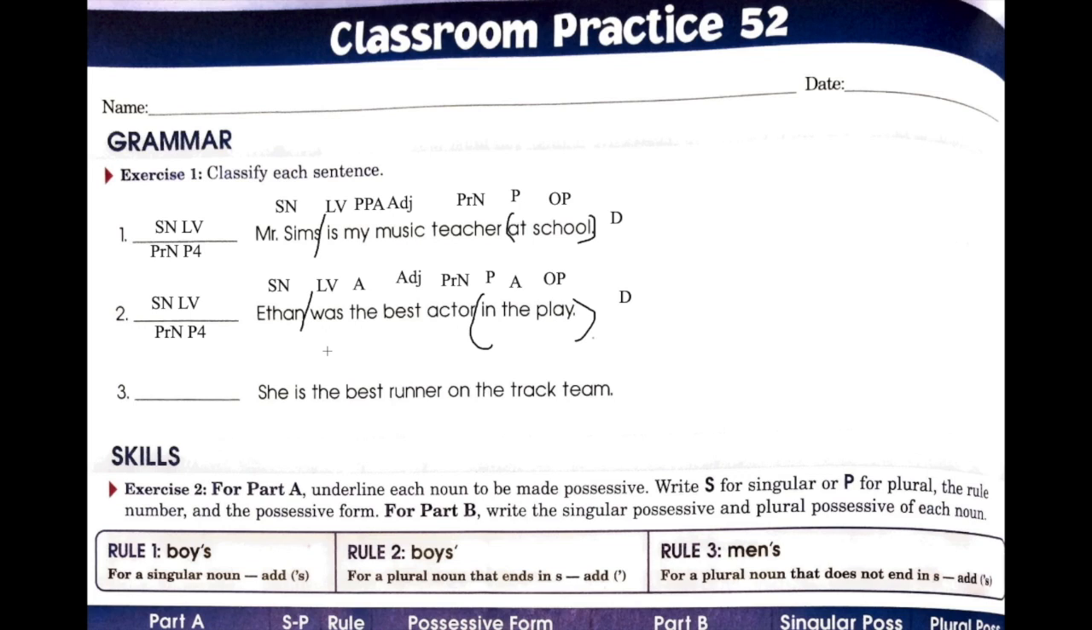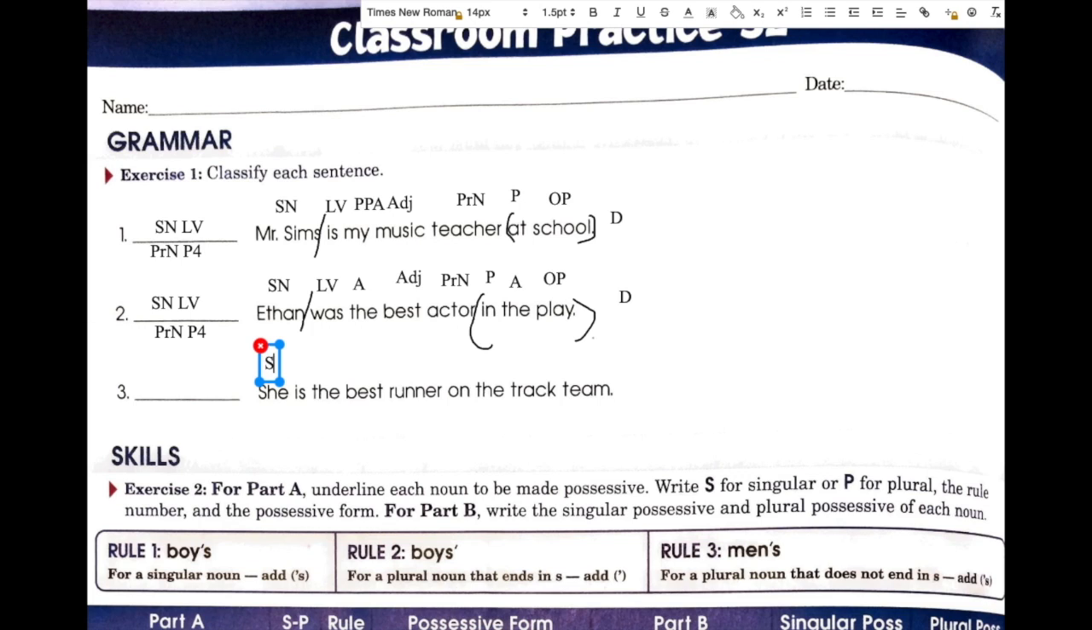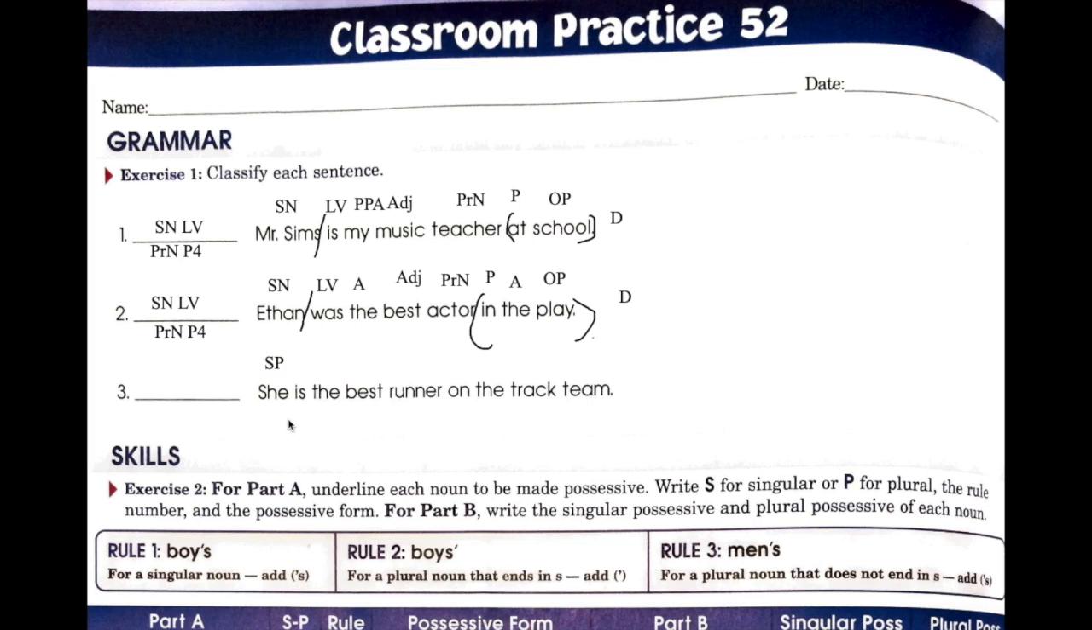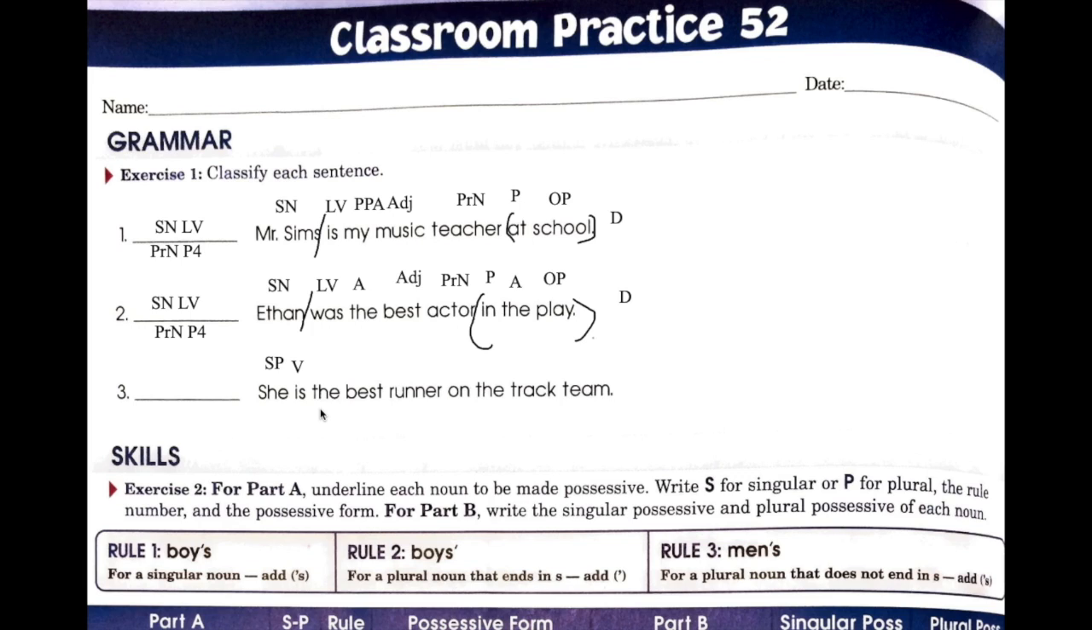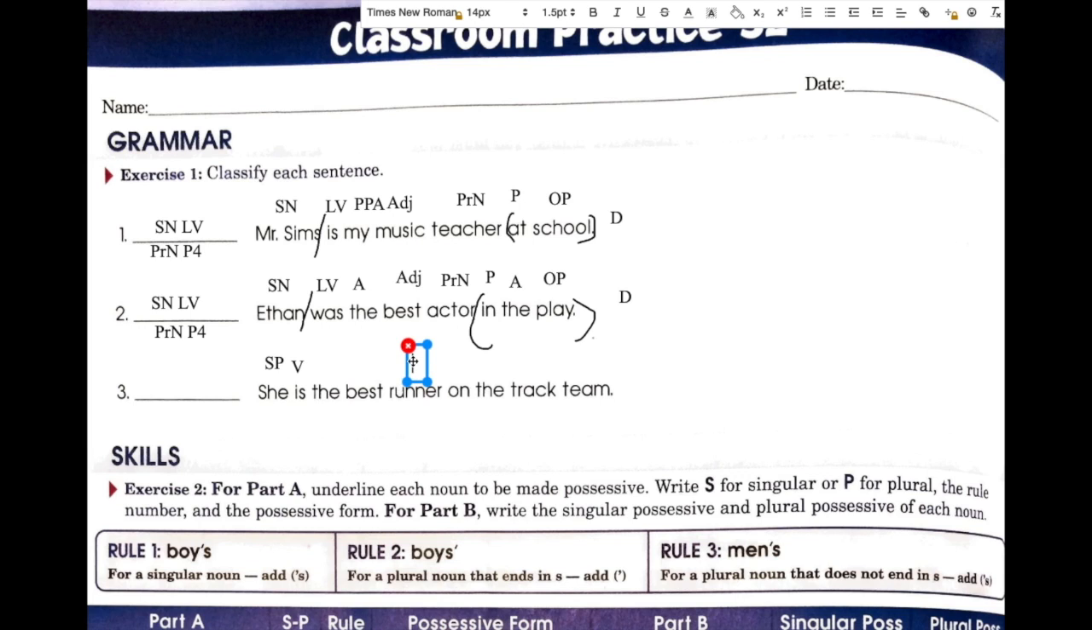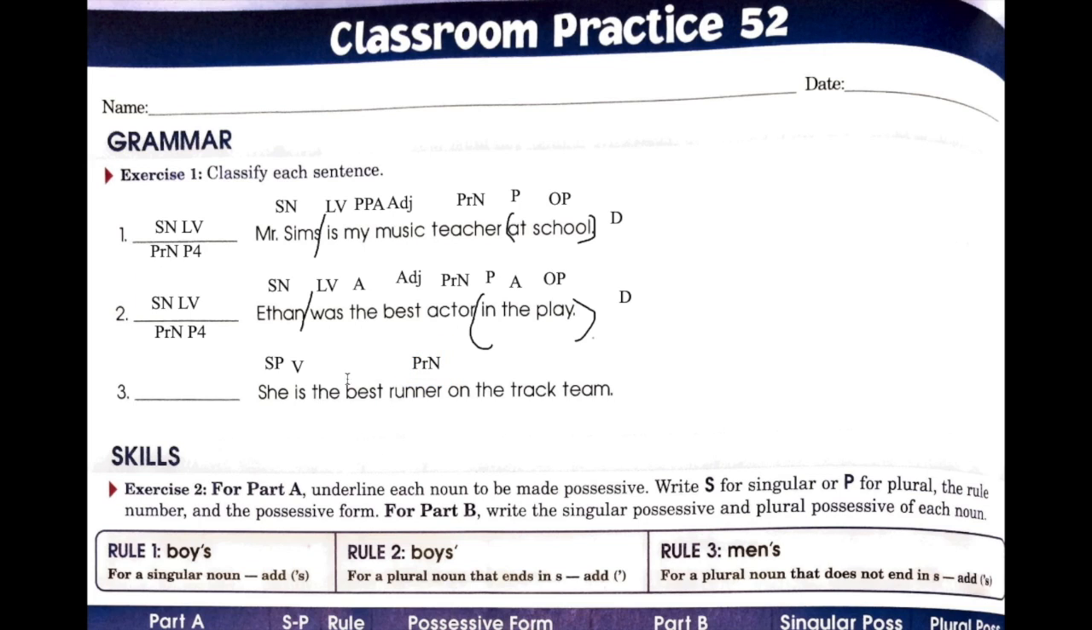Number 3, she is the best runner on the track team. Who is the best runner on the track team? She. Subject pronoun, because she is a pronoun. What is this saying about she? She is. Is a verb. She is what? Runner. Does runner mean the same as she? Are they referring to the same person? They are. Predicate noun.